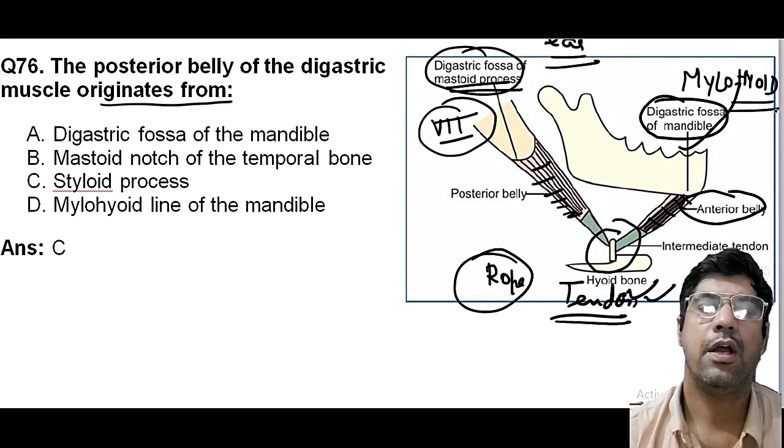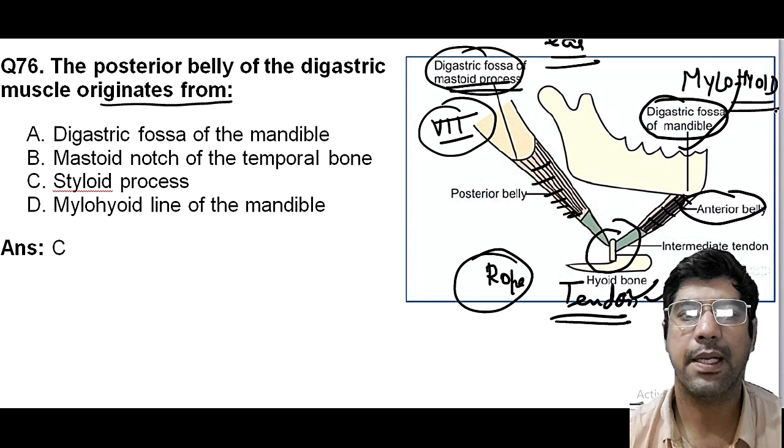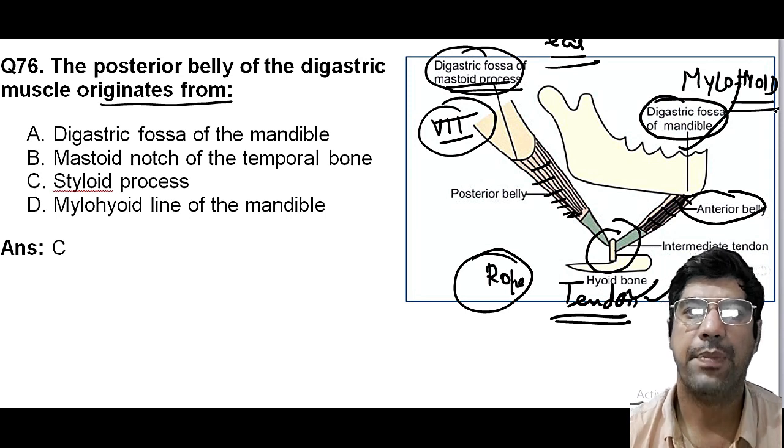So like you are having a delicious burger. When you take a bite, the anterior belly of digastric will help you to close the jaw by lifting your lower jaw.